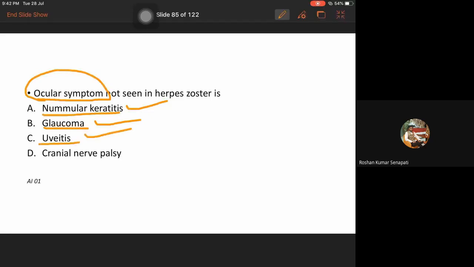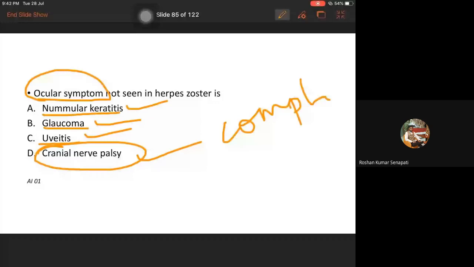But look at this, cranial nerve palsy. This is basically a complication. I told you, right? Retinal involvement, optic nerve involvement, or a cranial nerve palsy, these are all complications. You don't see them very regularly; these are very, very rare. But ocular involvement is very common. So the option here is D, the cranial nerve palsies.